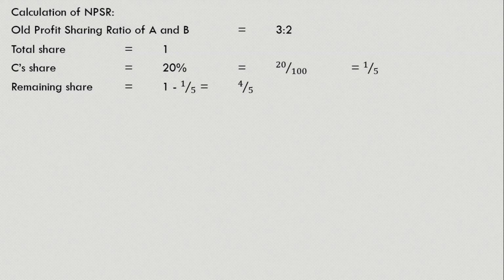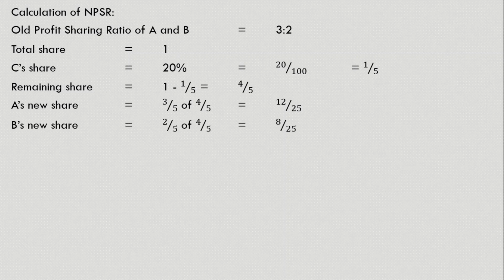Now A's new share is 3 by 5, his old share. You see, old share was 3:2. So 3 plus 2, 5. 3 upon 5 of 4 by 5 remaining share. It comes 12 by 25. Then similarly for B, 2 by 5 old share of 4 by 5 remaining share will give 8 by 25.